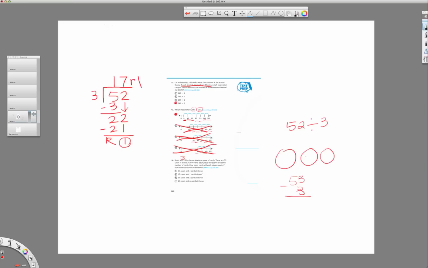So when I look at my choices over here, the one that says 17 with 1 card left over, that's the same as 17, remainder of 1. So my answer should be G.